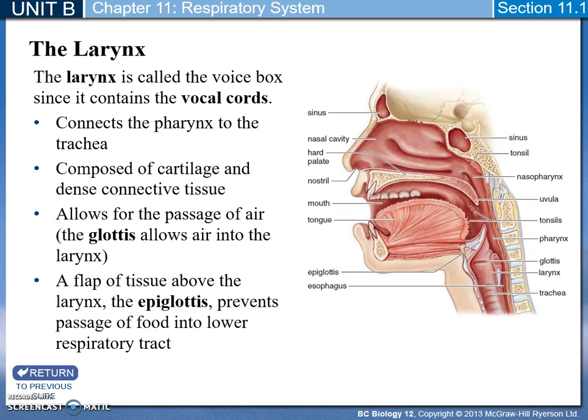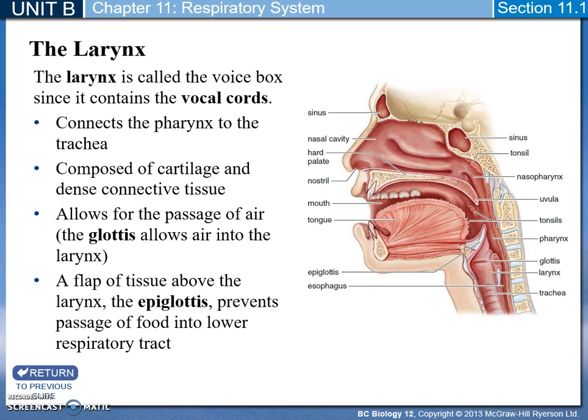The larynx is also referred to as the voice box since it contains the vocal cords, and it connects the pharynx to the trachea. It's composed of cartilage and very dense connective tissue and allows for the passage of air. So the glottis allows air into the larynx, and a flap of tissue above the larynx, the epiglottis, prevents passage of food into the lower respiratory tract.